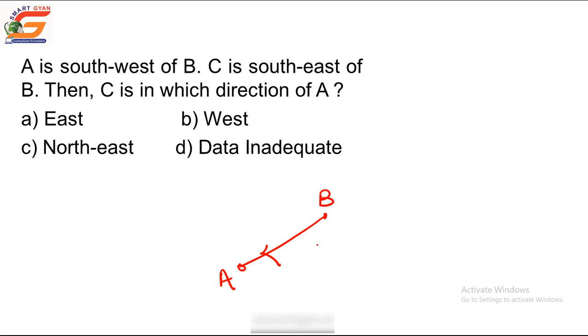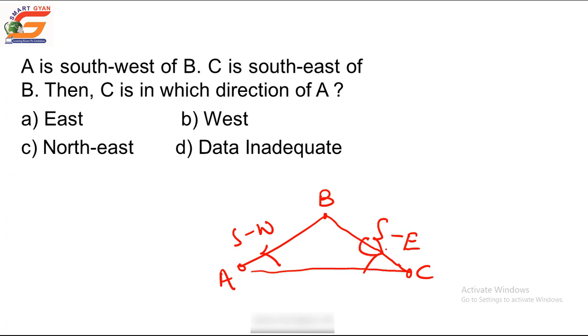This point is A. And C is in the southeast of B. It is given that C is southeast of B, so this is the point. Then C is in which direction of A? This is the general diagram most students draw. When it is given that A is in the southwest direction of B and C is in the southeast direction of B, we generally try to put both A and C in the same horizontal line, keeping in mind that they are standing or sitting in a straight line. But this is not the fact.